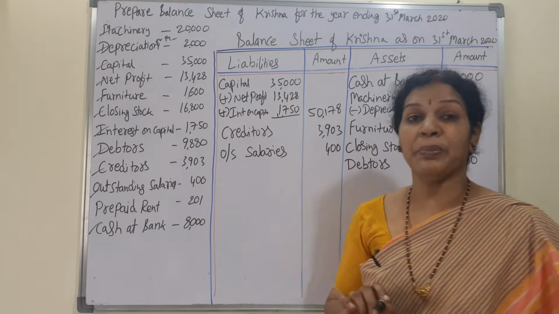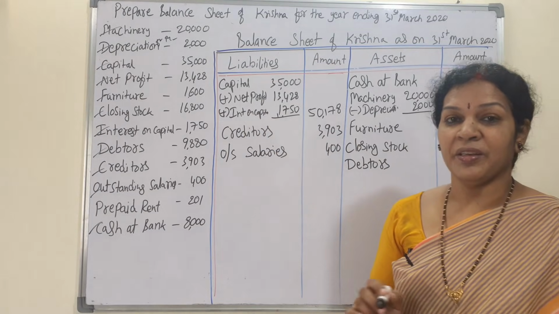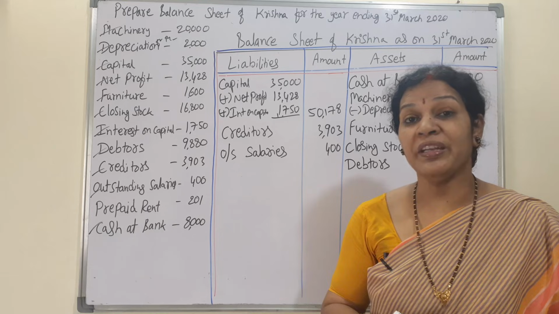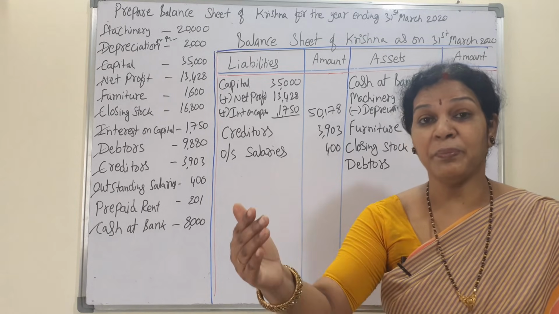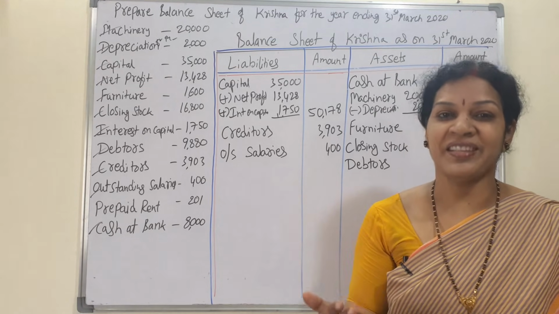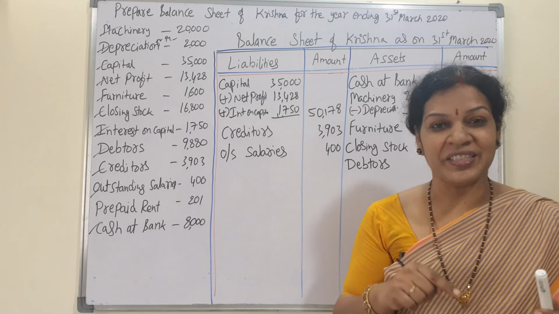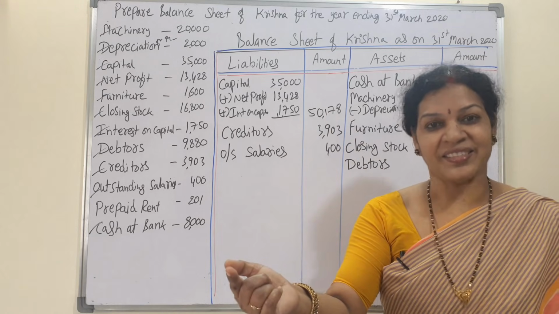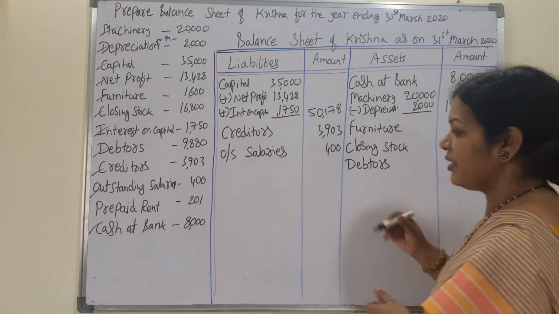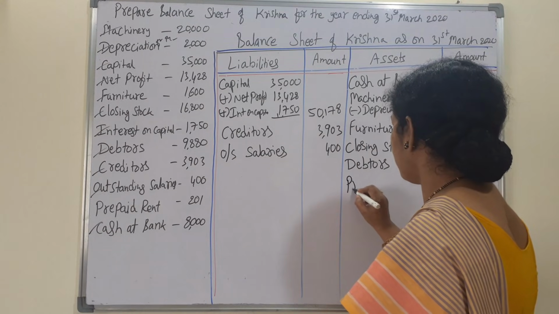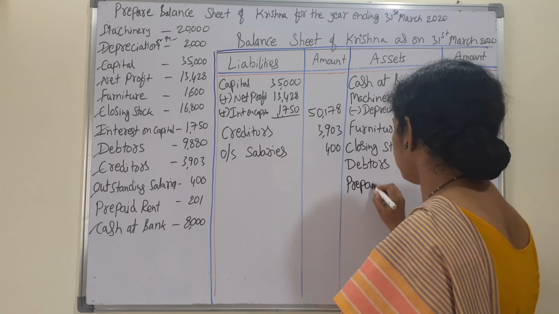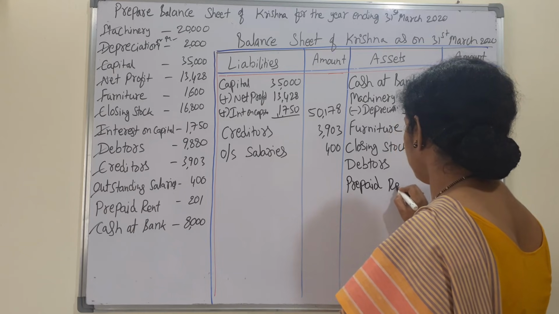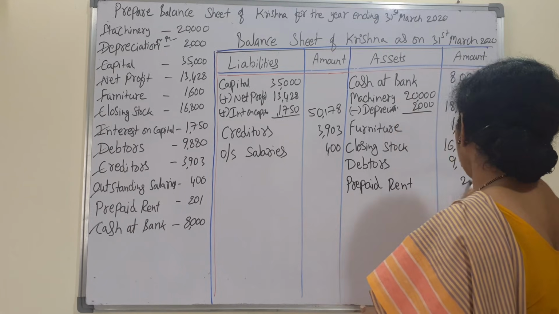Next, last one, prepaid rent. Rent you are paying in advance, prepaid. When you are paying in advance, that's an asset. If you receive in advance, liability. If you pay in advance, asset. So we'll write it on the asset side, prepaid rent, $201.